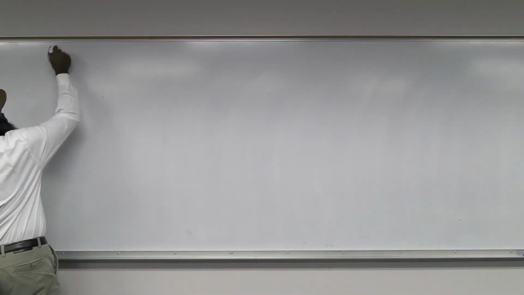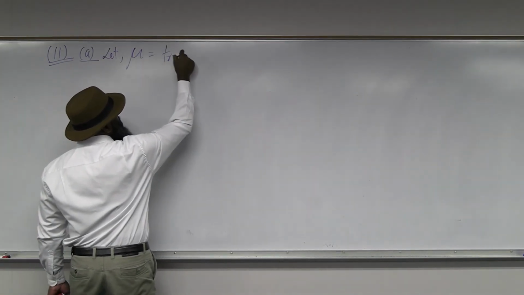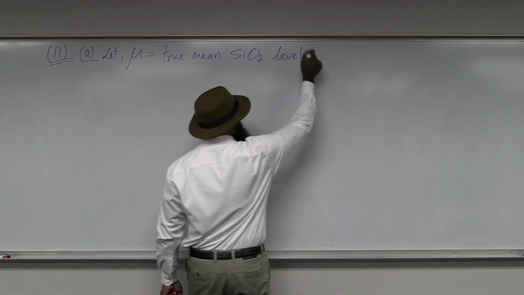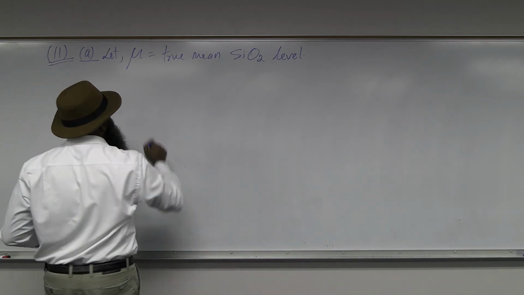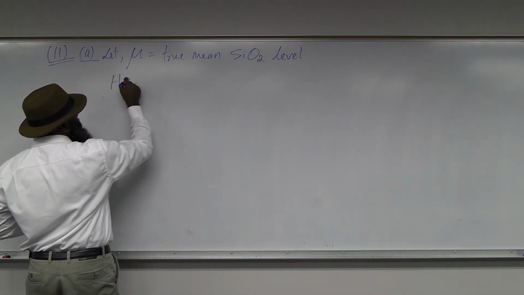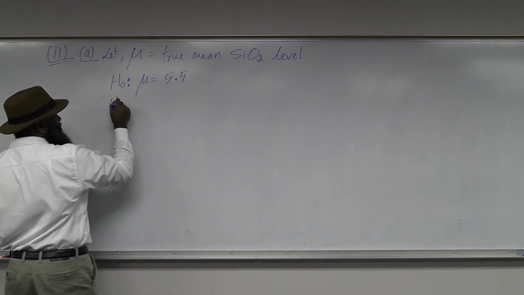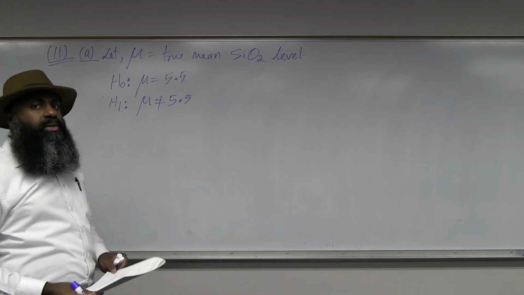Part A, write down the null and the alternative hypothesis to be tested, clearly define the terms used. So I will let mu be the true mean silicon dioxide level. And I have to see if mu is different from 5.5, which means my null hypothesis should be mu is equal to 5.5 versus the alternative hypothesis, mu is not equal to 5.5. This indicates we have a two-sided test.